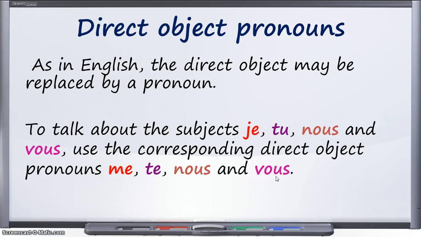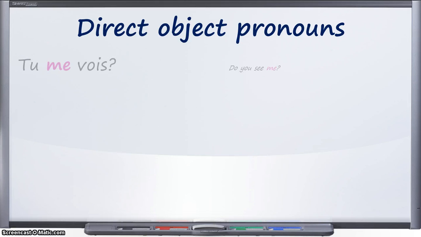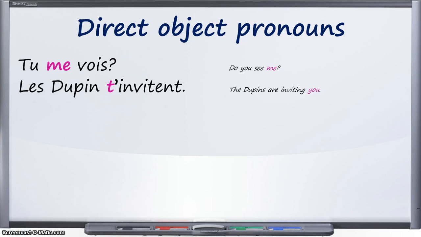Let's go ahead and talk about some examples. In this sentence here, tu me vois, do you see me? You understand that the me here means me. And the second example, le Dupin t'invite, the Dupin is inviting you. You notice that the direct object pronoun is a T apostrophe here. It's normally T E, but here it is T apostrophe because inviter starts with a vowel. I will talk about that later.